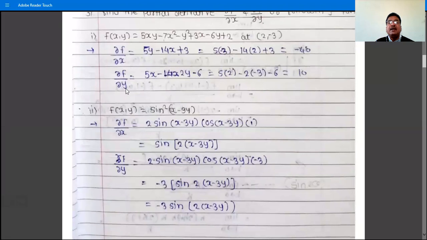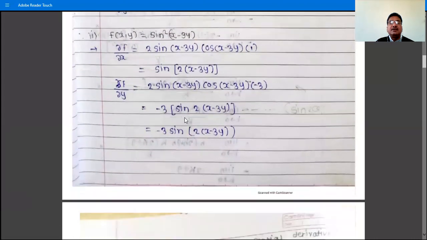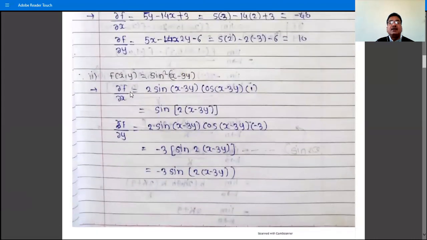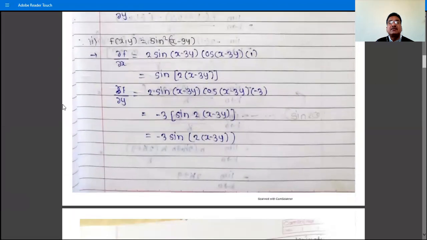Similarly, while finding del by del y, treat x as constant. So we have the derivative at this, and the value at 2, minus 3 is 10. Similarly here, direct answer: while finding partial derivative with respect to x, treat y as a constant, and while finding derivative with respect to y, treat x as constant.